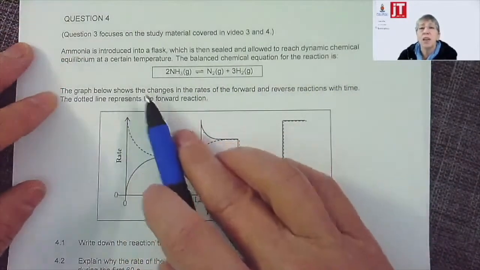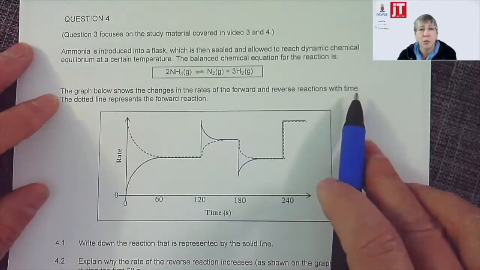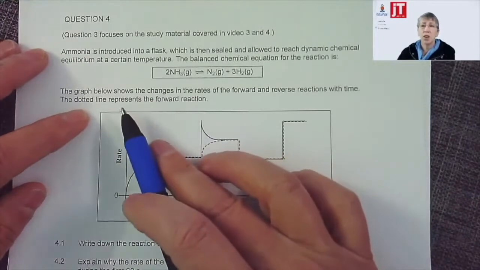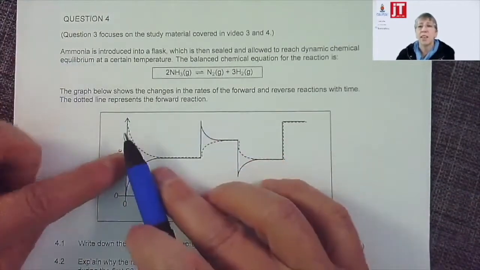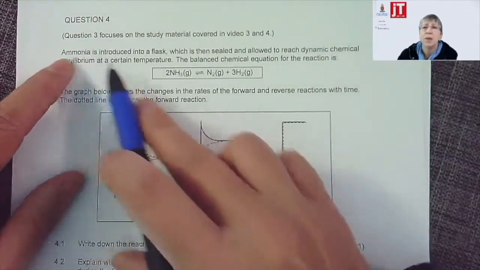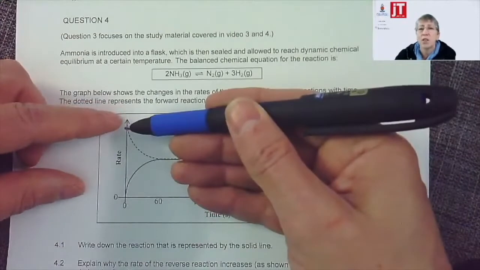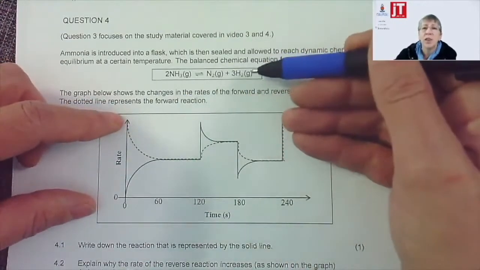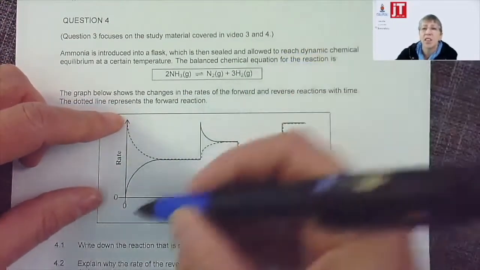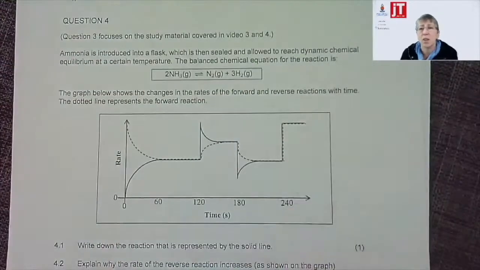Now the graph below shows the changes in the rates of the forward and the reverse reaction with time, and the dotted line represents forward. Does that make sense? Yes, it makes sense, because they only introduced ammonia, so only the forward reaction had a rate to start with. No N2 and H2 at the start, so we had a zero rate, right? And then they got equilibrium.